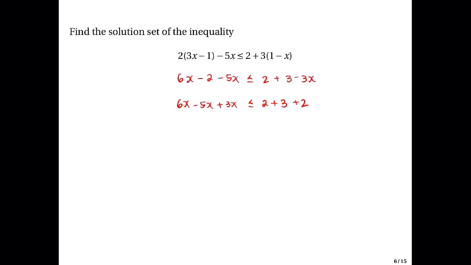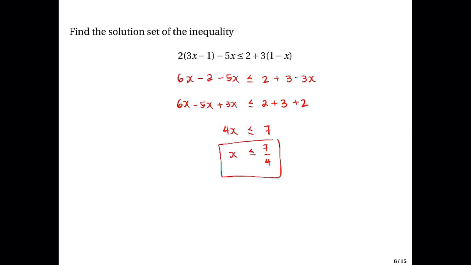So if we simplify this, we will get 4x on the left-hand side of the inequality, still less than or equal, and on the right-hand side, we will have 7. And then if we divide by 4, take note that we are dividing by a positive number, so the inequality won't change. So this will be x ≤ 7/4.